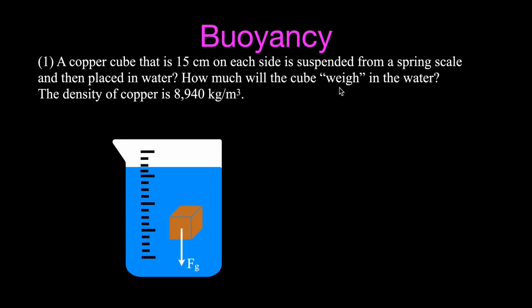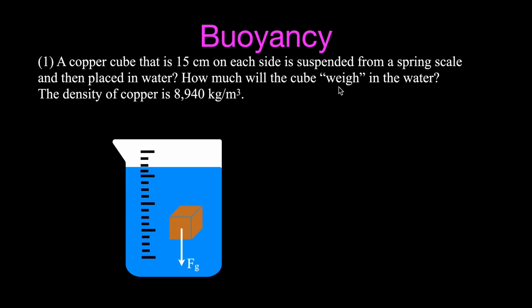Now you can see I put "weigh" here in quotation marks because really when we weigh something, we often weigh it in air. That's what we think of as the weight. So this is going to be the apparent weight when that copper cube is in water. And I told you that the density of copper is 8,940 kilograms per cubic meter.